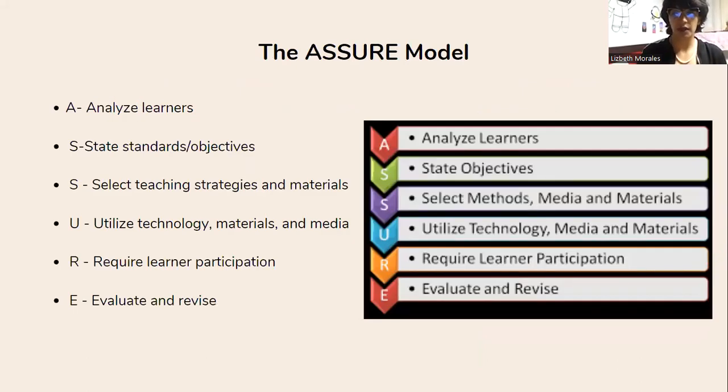For the ASSURE model, we have the explanation. A is for analyze learners. The first S is state standards or objectives. The second S is select teaching strategies and materials. U is for use technology, materials, and media. R is for require learner participation. And to finish, we have E, to evaluate and revise.